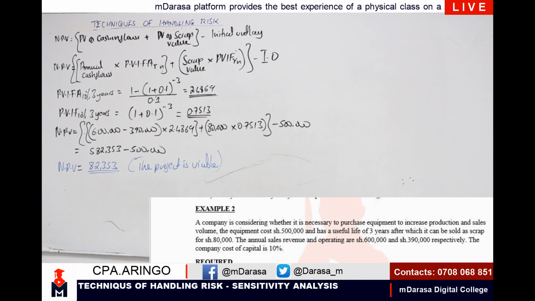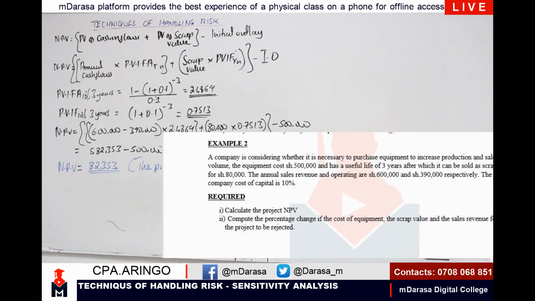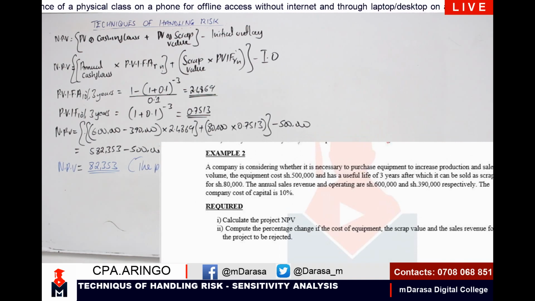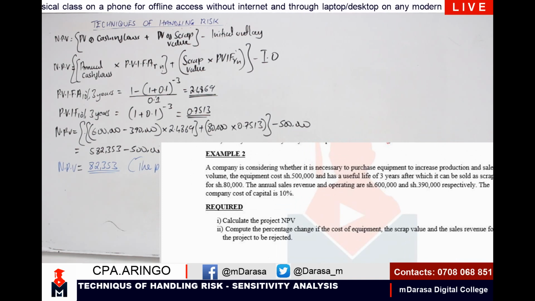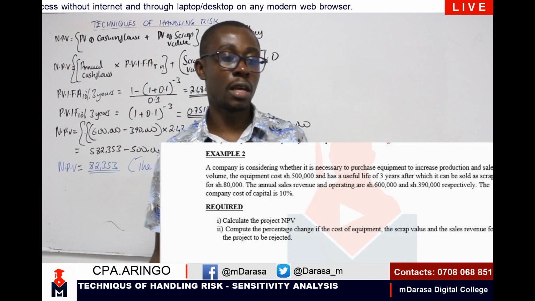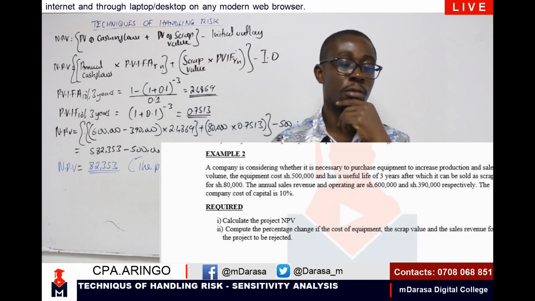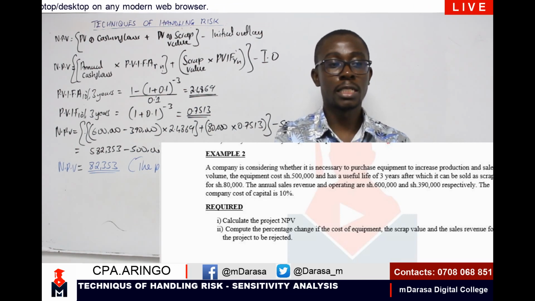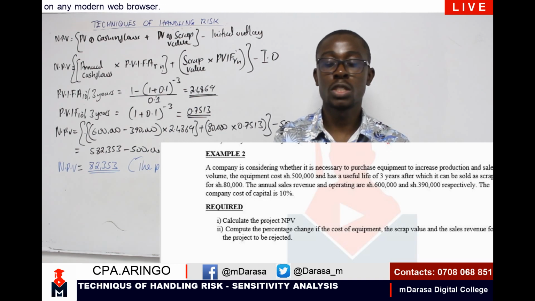Okay, after that, we go to the next question. What were we told? Compute the percentage change if the cost of equipment, scrap value, and the sales revenue for the project is to be rejected. So what the examiner is trying to tell us is that we need to determine the percentage change of our variables to a point where our NPV will be equal to 0. So that is the break-even point, because below that point where our NPV is equal to 0, it means that the project will be rejected.